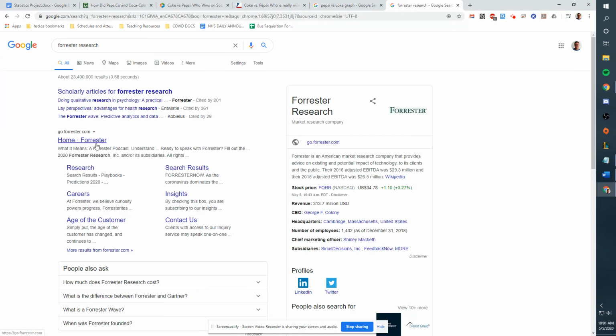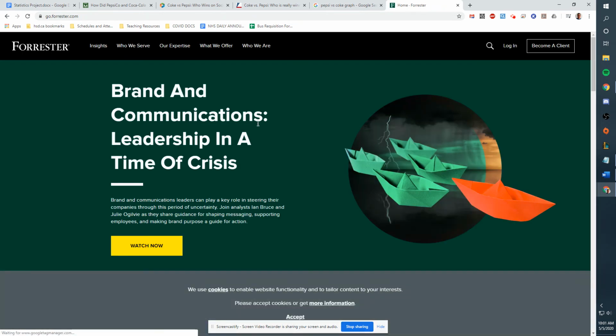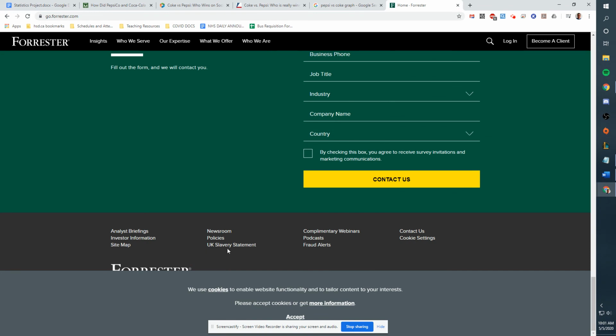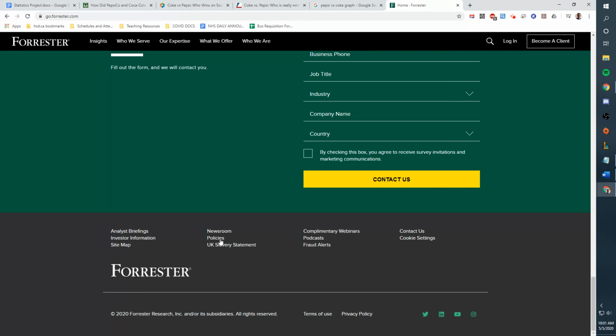All right, Forrester Research. Come on, tell me about yourself, Forrester. They are brand and communications leadership in a time of crisis. So I still don't actually know what they do. Let's go to the bottom. They have an about here. Policies, UK slavery statement, sitemap. So it doesn't really tell you what they do. Let's look at investor information. Maybe that'll tell us something.